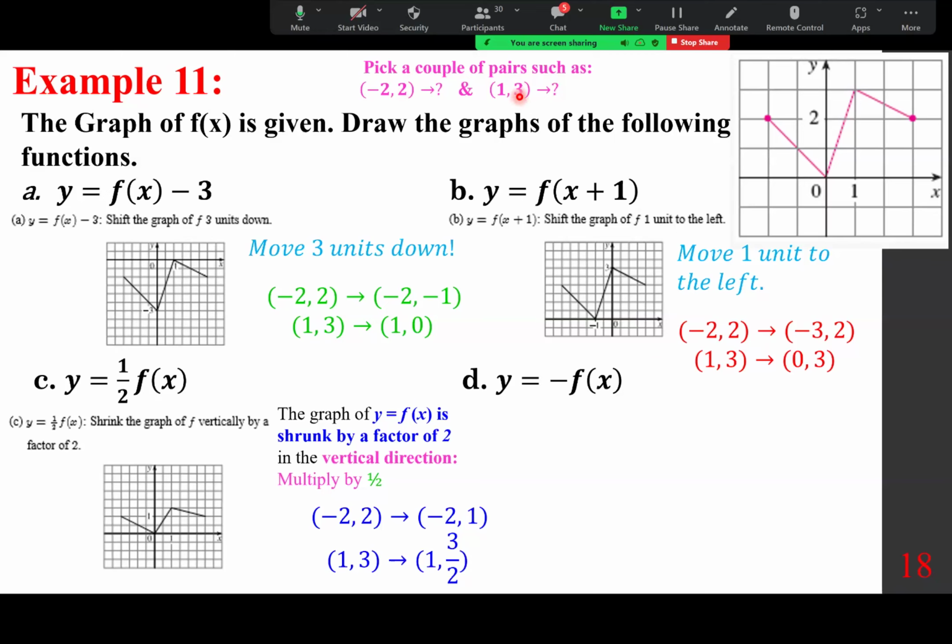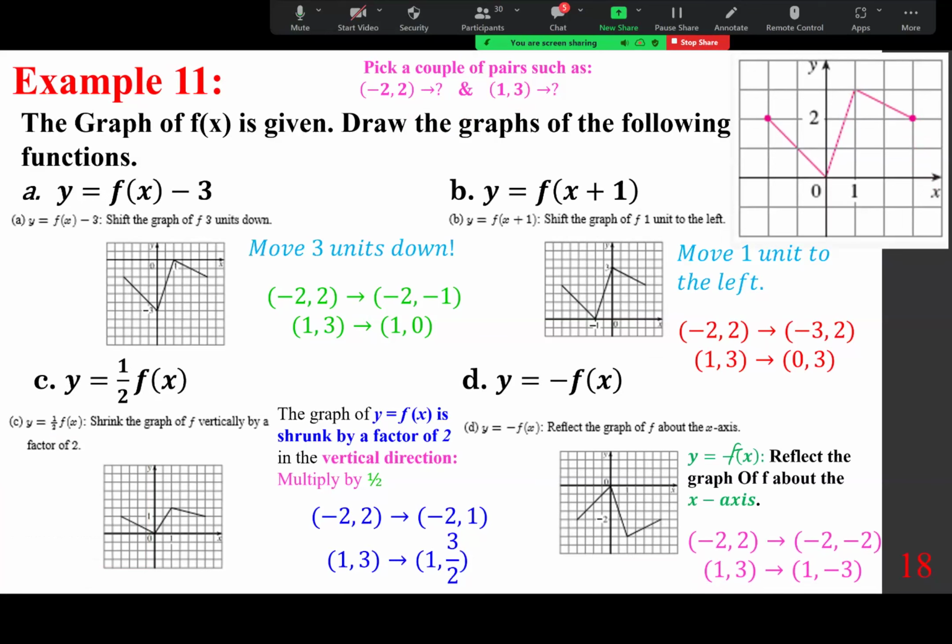This becomes -2, this becomes -3, 0, 0 doesn't change. 1, 3 becomes 1, -3, and so forth. This one is 3, 2 becomes 3, -2. So that's what happens. So again, just to make sure we understand that negative 2 comma 2, the y coordinate gets negated. 1 comma 3, the y coordinate gets negated.